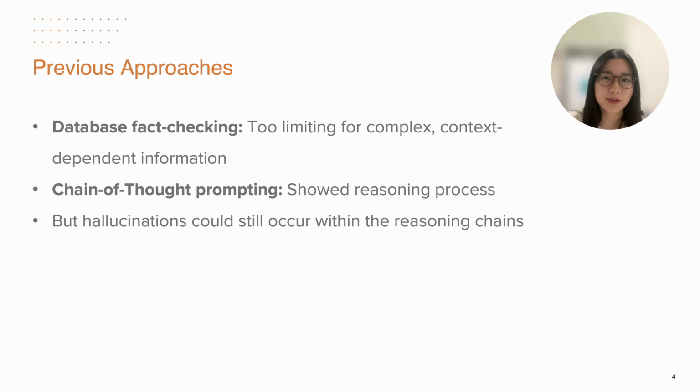The AI research community has been working on this problem for a while. Early approaches try straightforward fact-checking against databases, but this proved too limiting for complex, context-dependent information. Later developments like chain of thought prompting help by making AI show its reasoning process, but hallucination could still occur within these reasoning chains themselves. These approaches, while valuable, didn't fully solve the problem of hallucination.